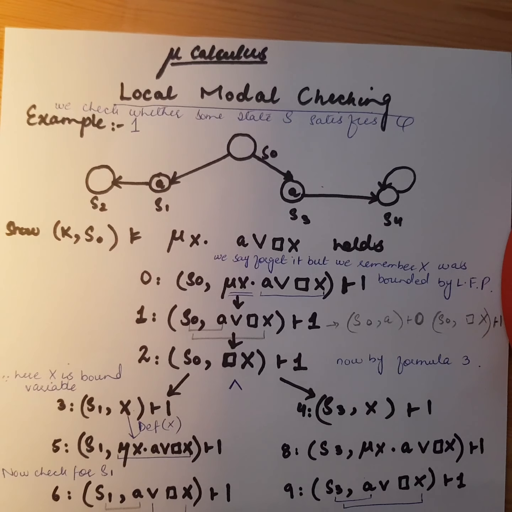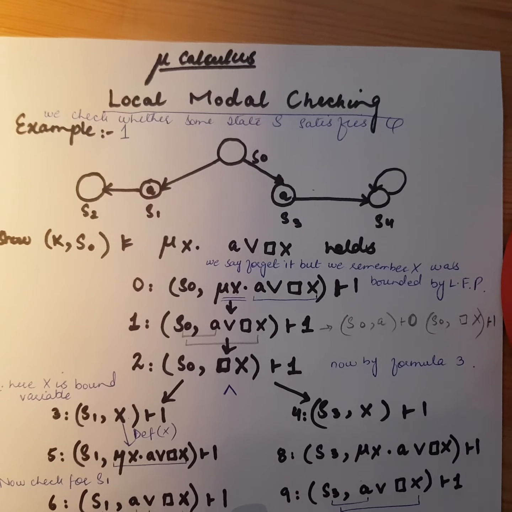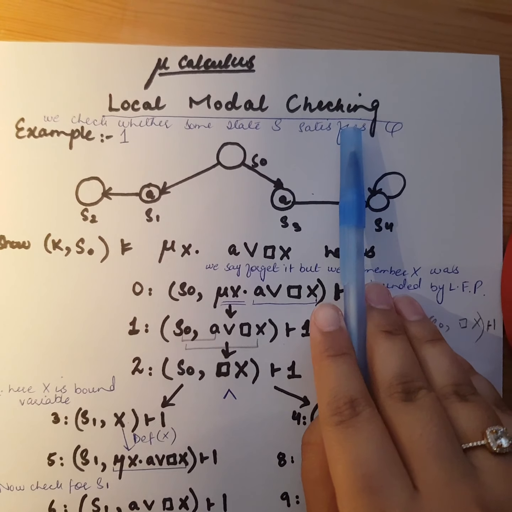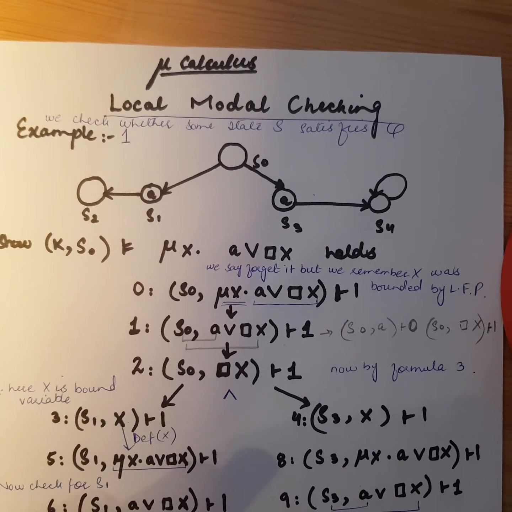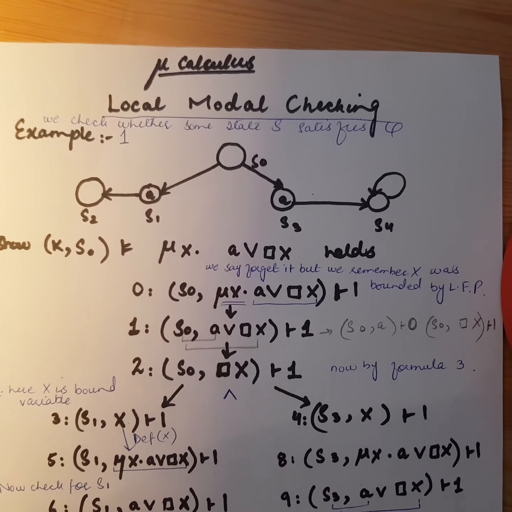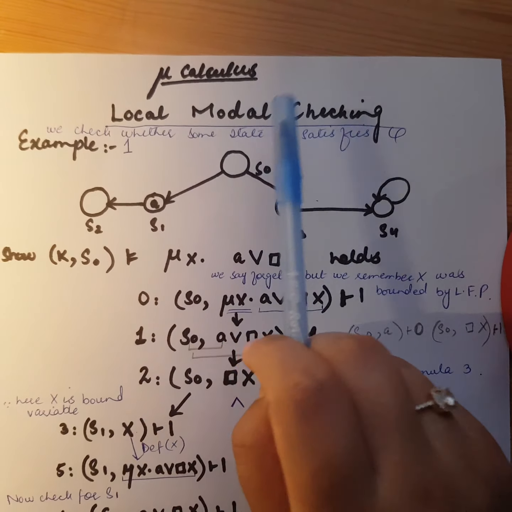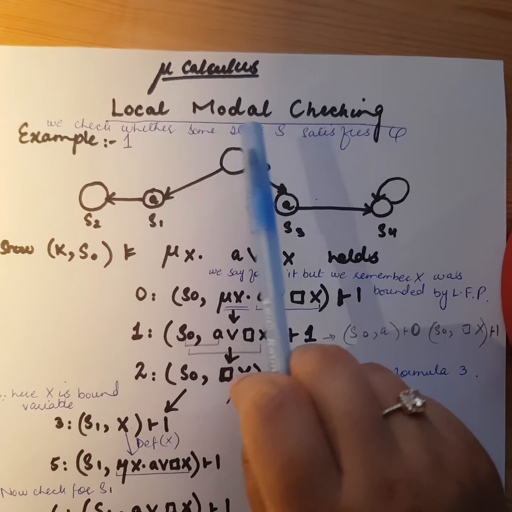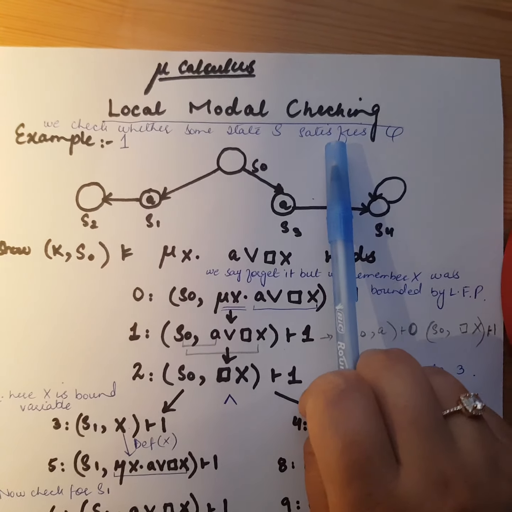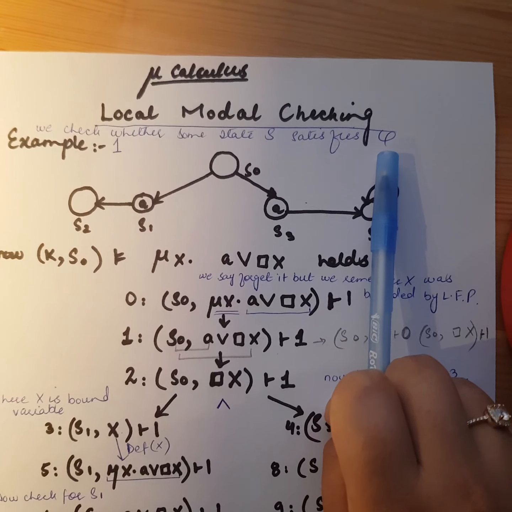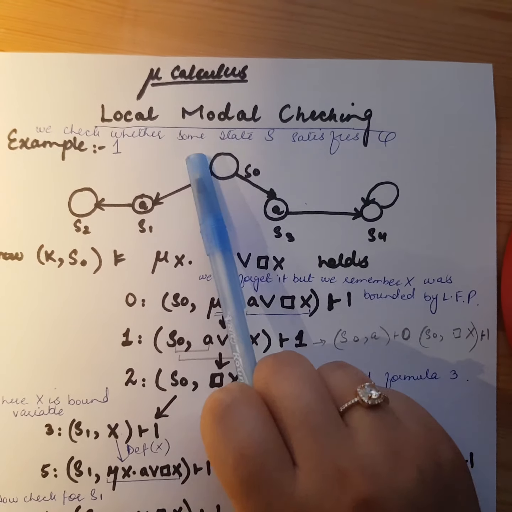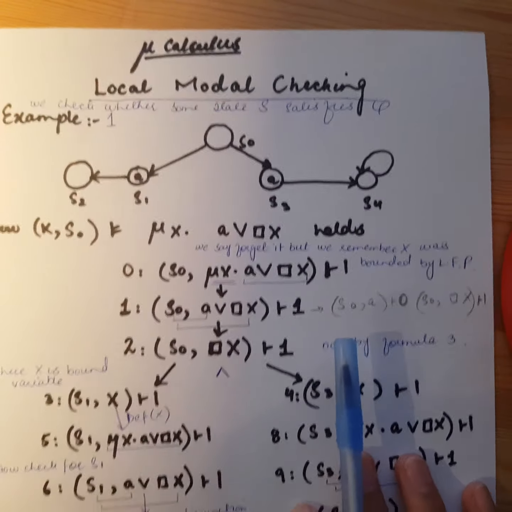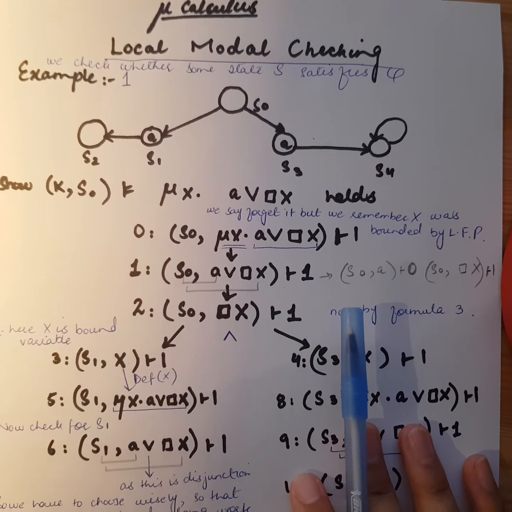Today we are going to talk about mu calculus, and in mu calculus we are going to talk about local model checking. We'll also talk about global model checking, but in the next video. In local model checking, what we do is we check whether some state S satisfies a mu calculus formula. Some state, not all the states. Okay, let's begin with our example.